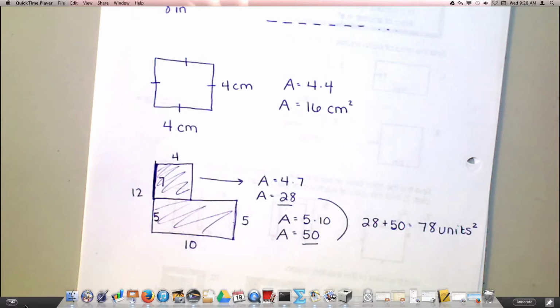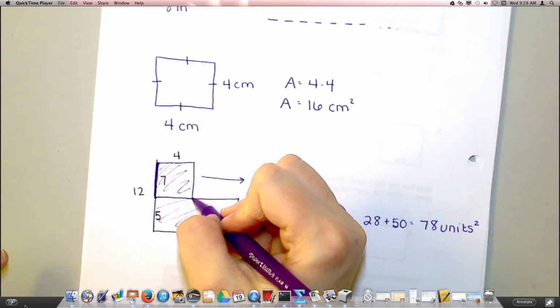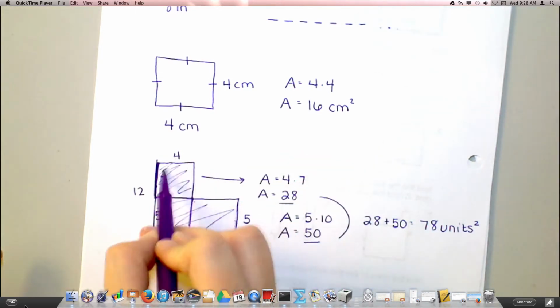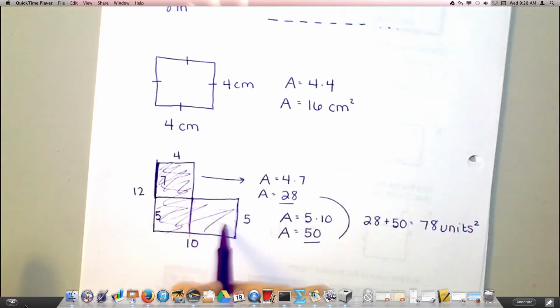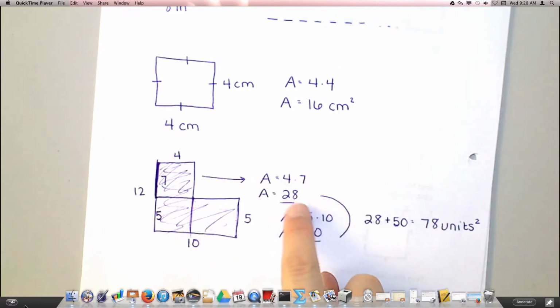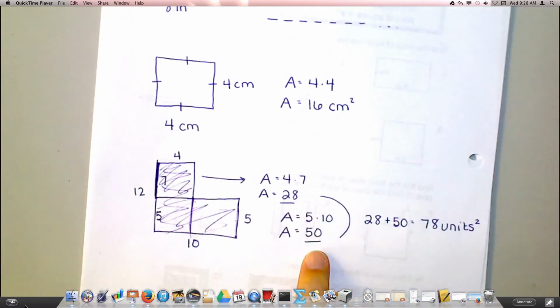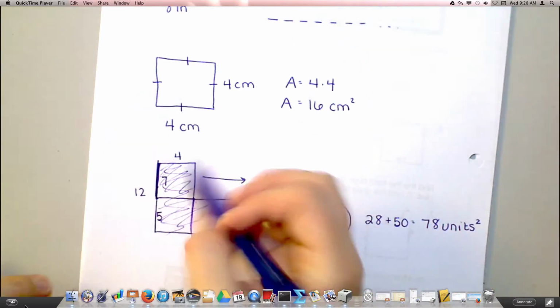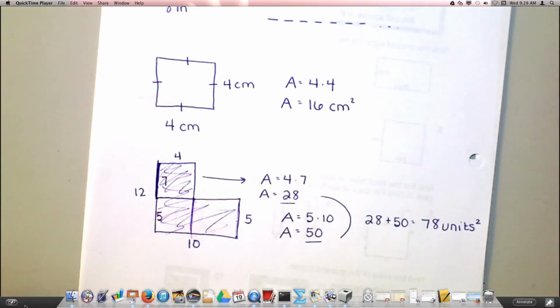So just to come back to what Jacob asked a second ago, I could have also split this here and then treated this like its own rectangle and this like its own rectangle. I would have ended up with two different numbers, but when I added them together, it should still come out to 78. Did anyone try it that way? No? Okay. I don't want to make you think that you have to do it both ways, so we won't go into that now. But yes, you could have split it a different way. Split it in whatever way looks the easiest to you.